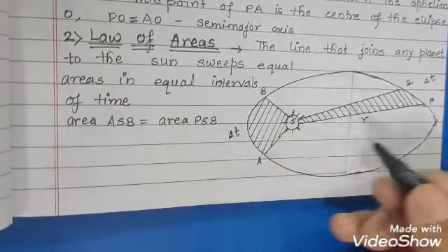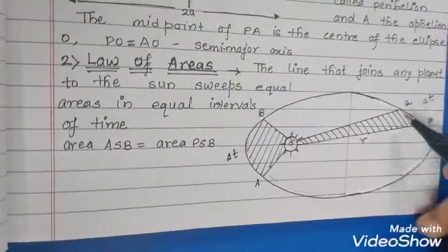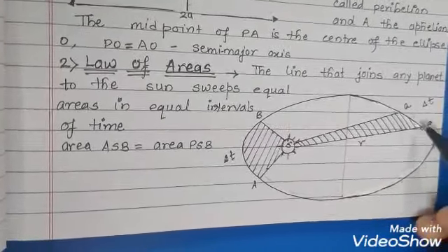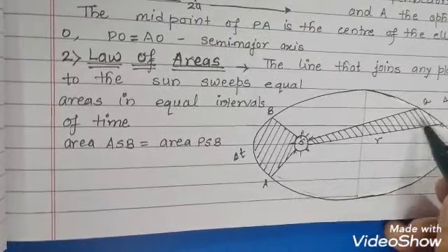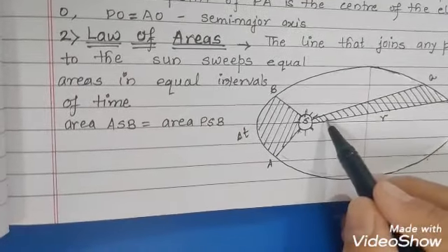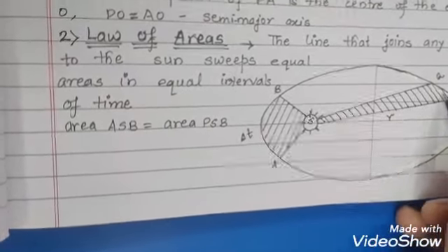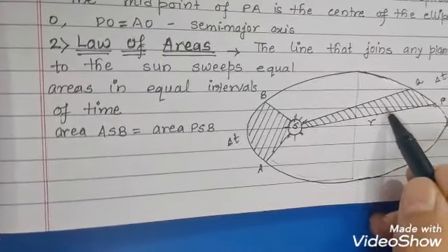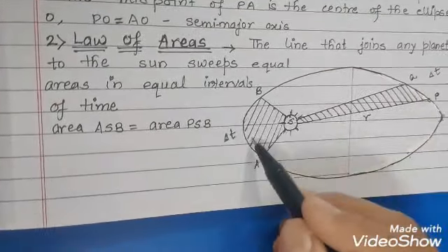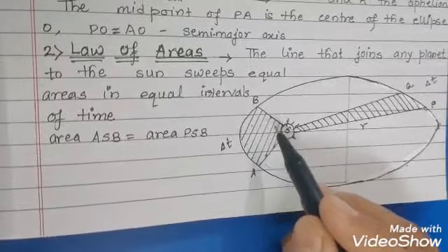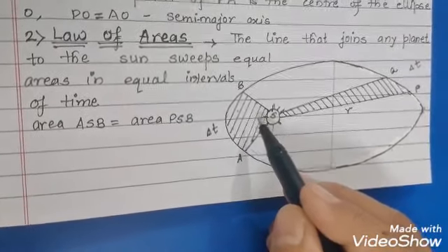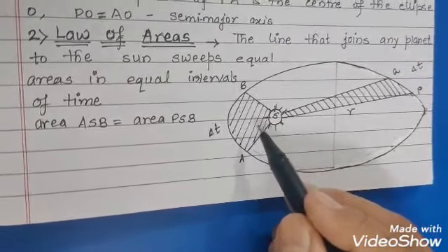So according to this law, the area swept in traveling from P to Q, that is, this area shown here in the shaded part, must be equal to this area according to the law of areas. Okay, so we'll prove it.